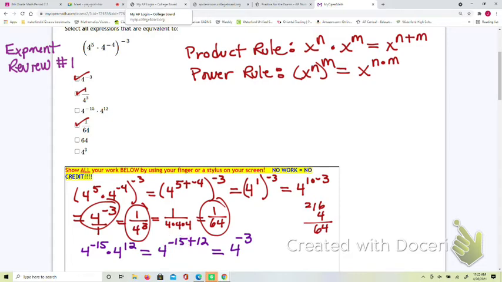Now, does this match one of the red things that I circled? It does. Doesn't it match this one? So yes, it is correct. Okay, now the fifth one down, it just says 64. Well, I know that doesn't work because I know that it's 1 over 64. So I don't select it.